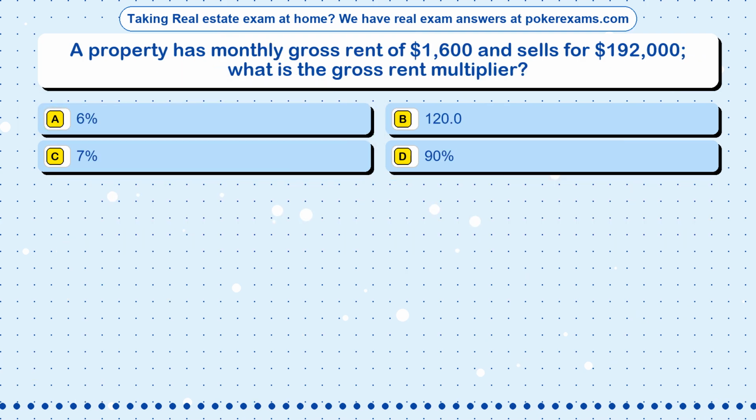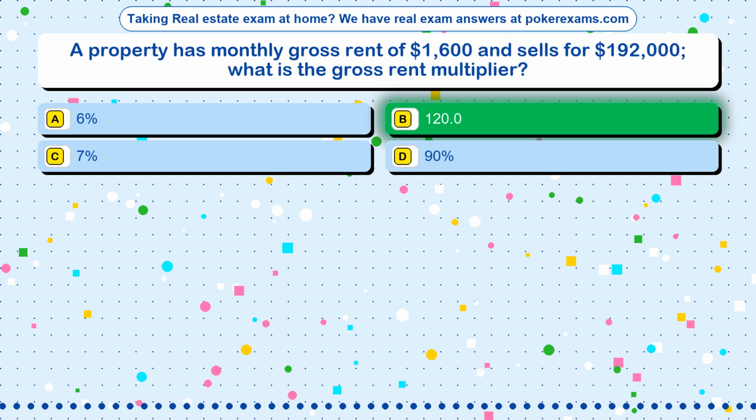Question 2. A property has monthly gross rent of $1,600 and sells for $192,000. What is the gross rent multiplier? Option A, 6%. Option B, 120.0. Option C, 7%. Option D, 90%.